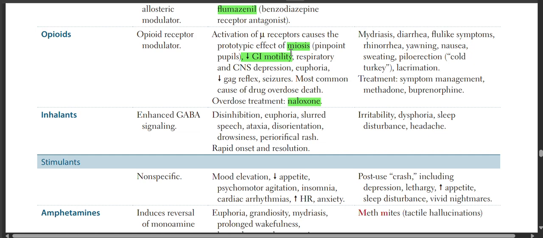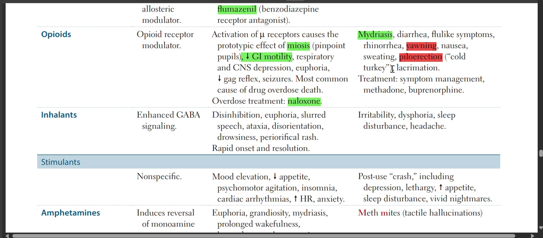Similarly, we said miosis and GI motility were the main symptoms here, and the GI motility doesn't really change. But in the withdrawal, you'll see mydriasis. Miosis is pinpoint pupils, where the pupils are very small, and in mydriasis, the pupils become very large. However, the most important symptoms here would be yawning and piloerection. These are very specific for opioids. If you see a patient who is feeling withdrawn, like he has some kind of drug withdrawal, and along with that he has yawning or piloerection, which is like cold turkey, you can assume that these patients have withdrawal from opioids.